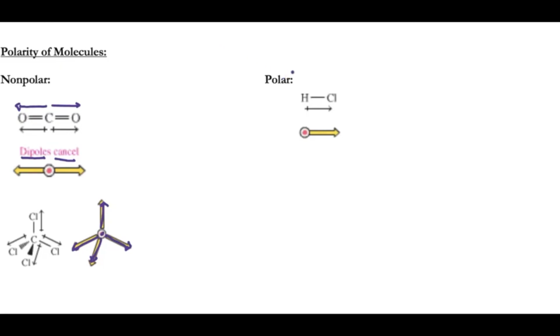Meanwhile, if your dipoles do not cancel, then your molecule is going to be polar. So one example is with HCl. Notice chlorine is pulling the electrons towards it. You don't have something counteracting, pulling backwards at all. And so nothing is canceling that dipole. And so as a result, we say that the molecule is polar.